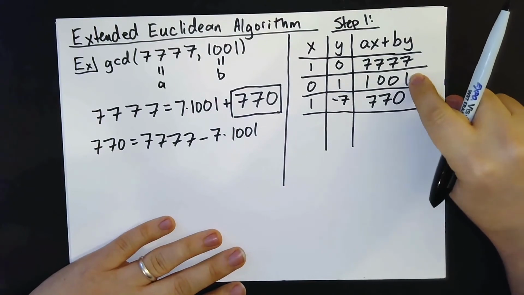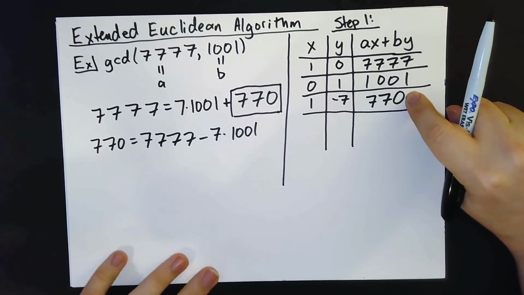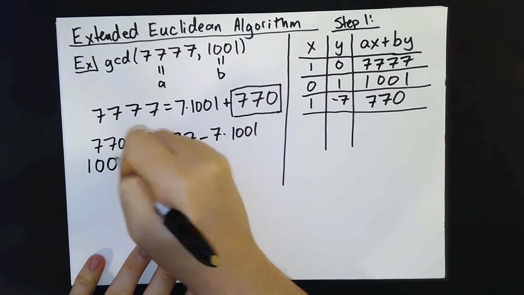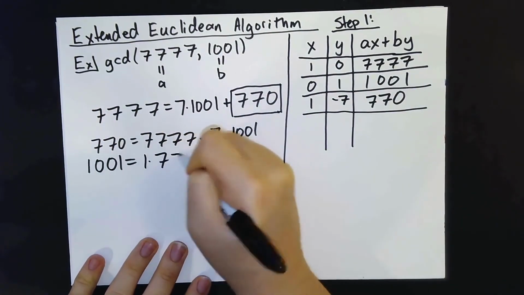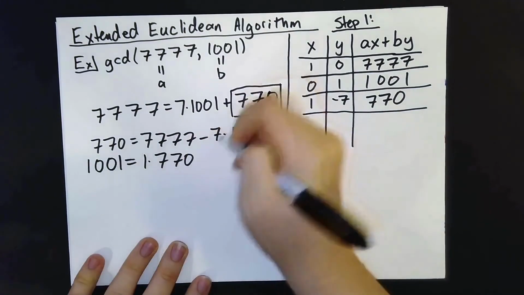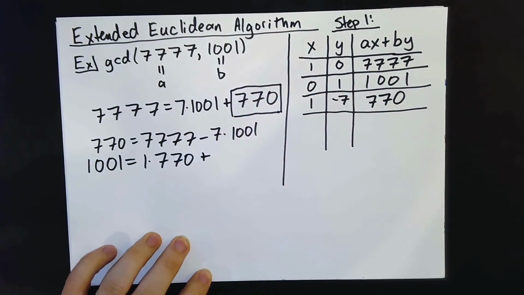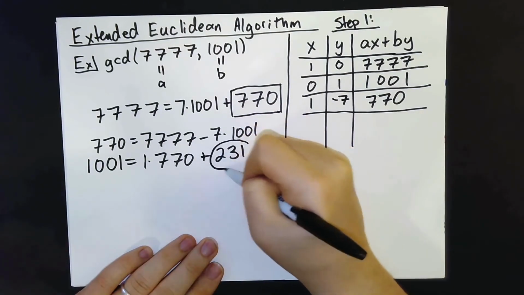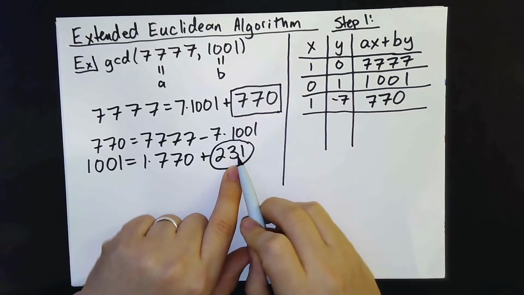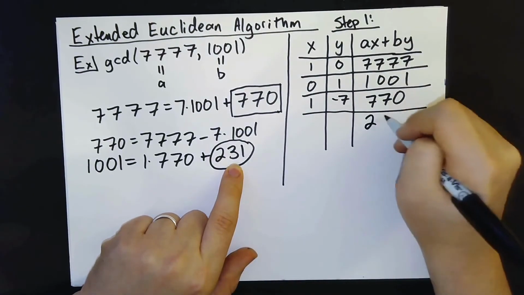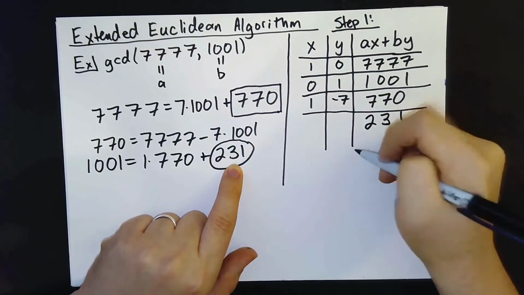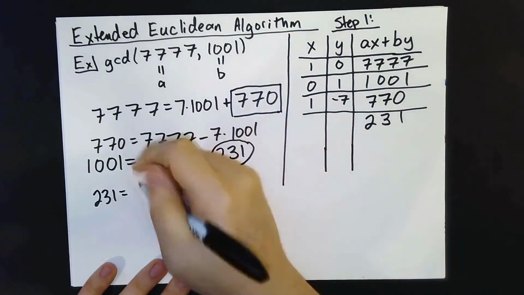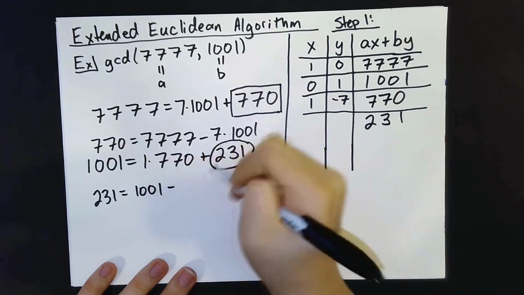So now I'm going to divide 1,001 by 770, again, using the division algorithm. So I'll get 1,001 is equal to 1 times 770, plus, and then what is my remainder here going to be? It'll be 231. So I will take this 231, that new remainder, and put that as the next row in my table, and I will figure out how did I get that? Well, I got that 231 was equal to 1,001 minus 770.